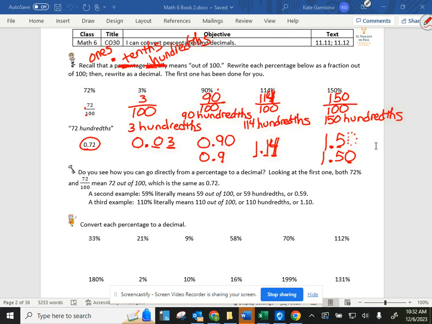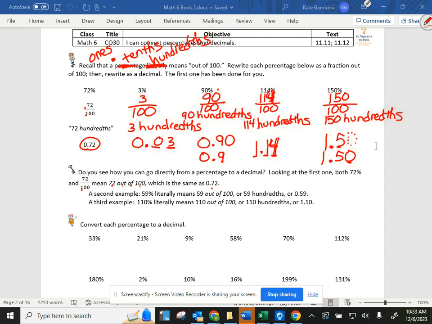Do you see how you can go directly from a percentage to a decimal? So if we look at the first one, 72% means 72 out of 100, which is the same as 0.72. A second example, 59% literally means 59 out of 100, or 59 hundredths, which is 0.59.